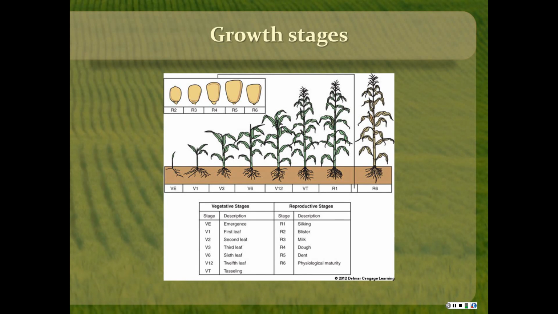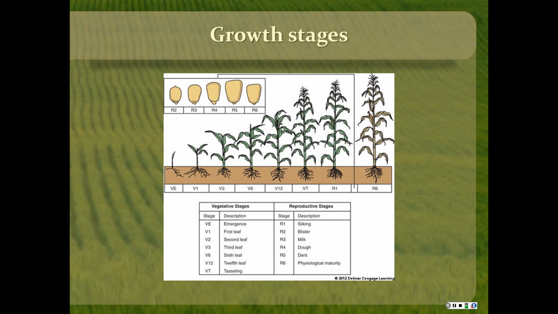There's a couple systems for wheat. There's also one for soybean based on whether it's vegetative, how many leaves, flowering. And there's one for alfalfa too. And we'll have some assignments later on that will look at determining the growth stage of plants.